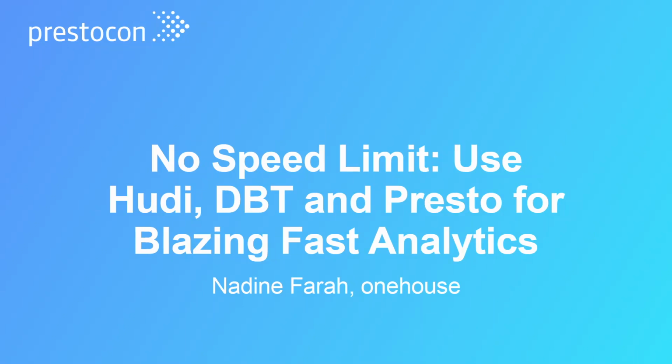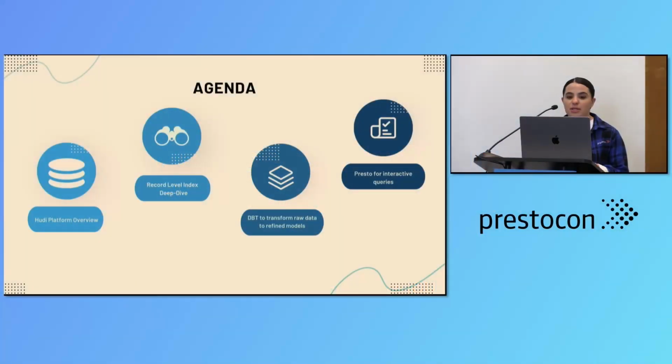So for the agenda today, I'll do a Hudi overview, and then I'll talk about how the record level index allows you to get fresher data faster and provides a fast point lookup for queries. Then I'll talk about how you can use Hudi and DBT to efficiently go from raw data to insights. And then I'll talk about how you can use the Hudi Presto integration for blazing fast queries.